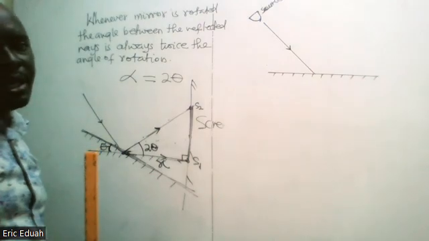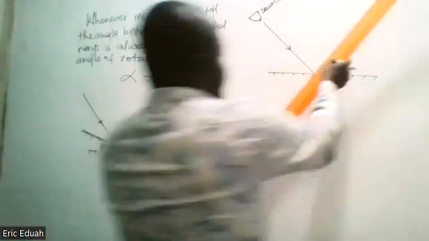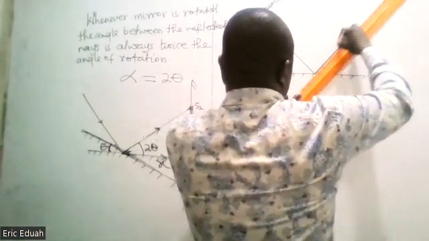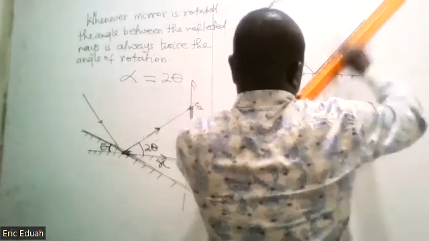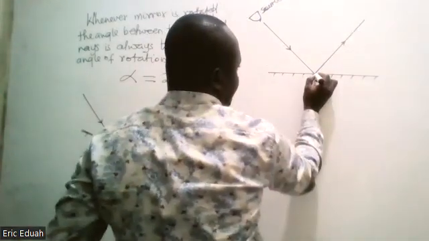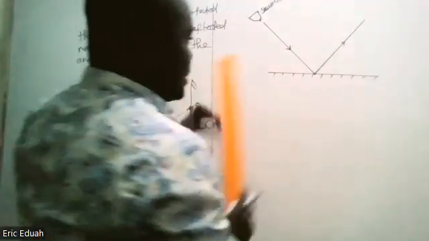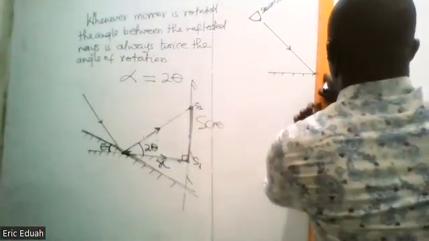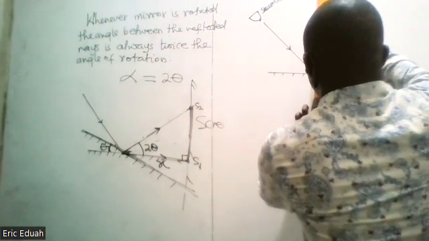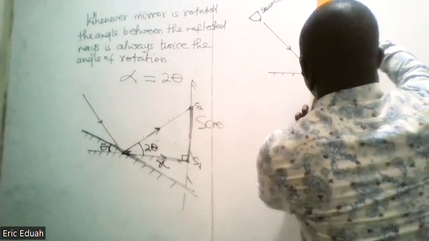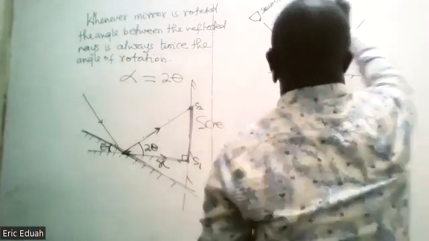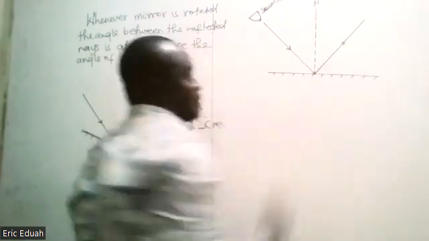Once there is a ray hitting the mirror, there will be reflection. Incident ray and reflected ray are all at the same point, the point of incidence. A line perpendicular to the plane gives us the normal. So this is the normal.